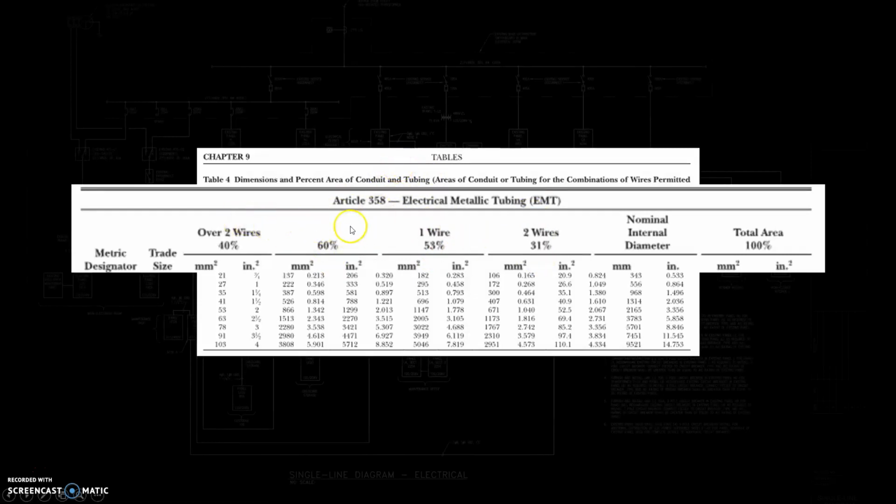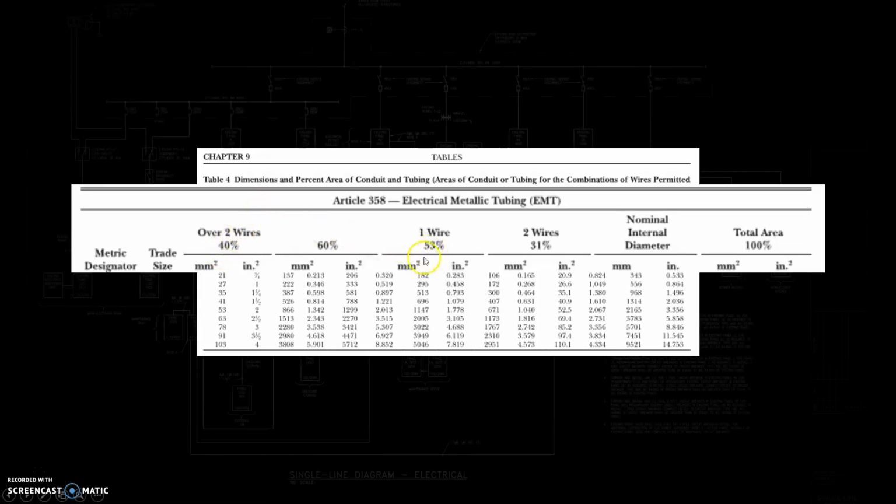So what are they talking about? Well, basically, if we are pulling over 2 wires, which 99% of the time we are, we may only fill that conduit up to 40%. So what that's telling us is they've already figured 40%. This column here is going to represent 40% already. So we don't need to take what's there and only take 40%. You can go right by what's in this column, but they're telling you that only represents 40% of the conduit.